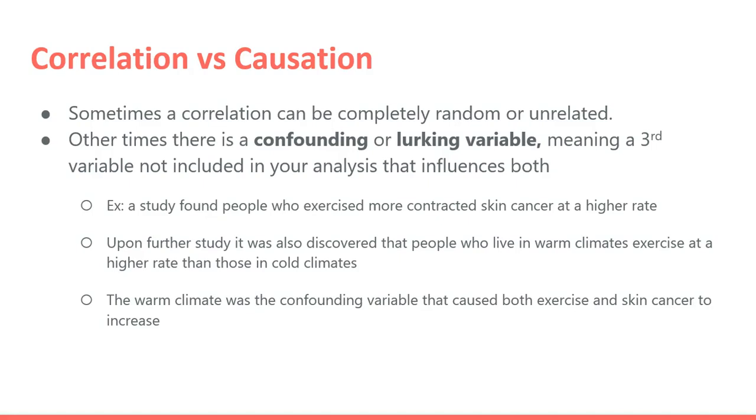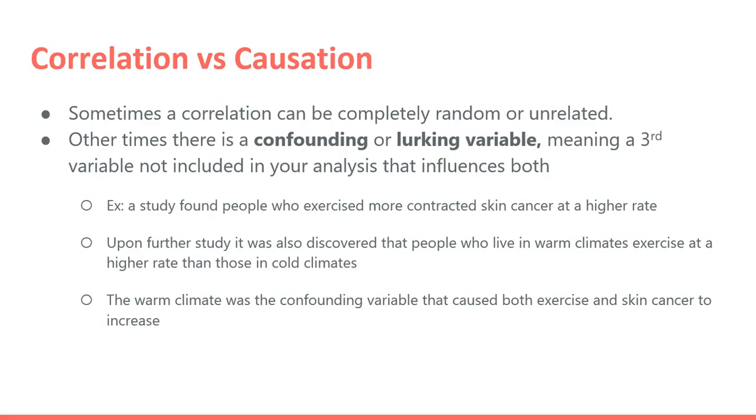Okay. Now, sometimes correlation can be completely random, which is the last two examples that I told you. They're just silly and randomly correlated. Other times, there's what we call a confounding or lurking variable. All right, meaning there's something not included in our study that could change both of our variables that we're looking at. So here's an example. There was a study that found people who exercise more contracted skin cancer at a higher rate. All right, but it's difficult to say that exercising causes an increased risk for skin cancer.